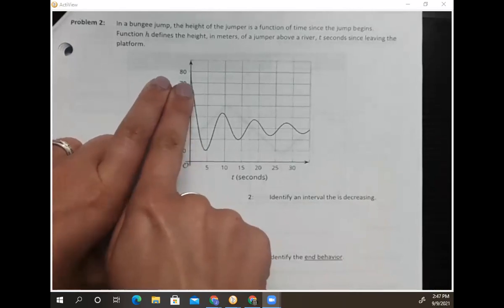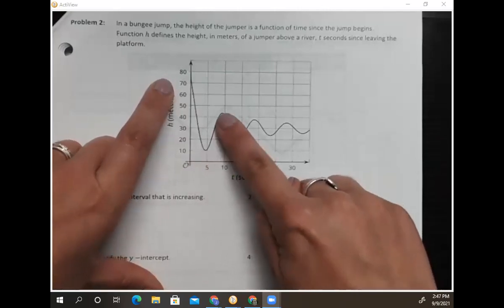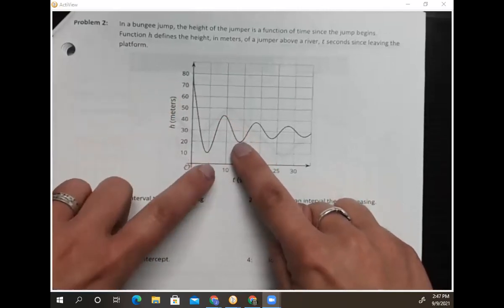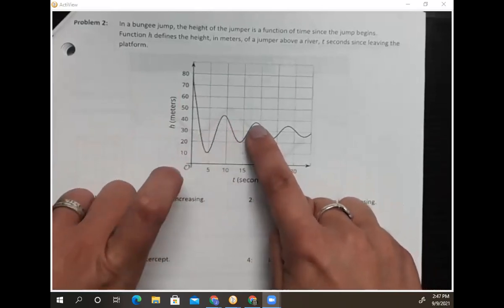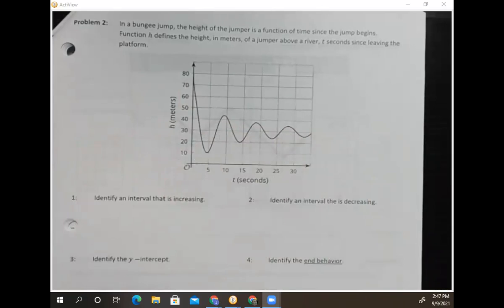Here's our platform. There's our first fall. There's our first bounce back up. Then we fall, but not as low as the first time. Then we pop back up, but not as high. And then we fall, and then we kind of bounce back up and down there for a little bit until eventually we're just going to be maybe swinging around at about the same height, okay? Until our momentum's all spent and we stop moving.